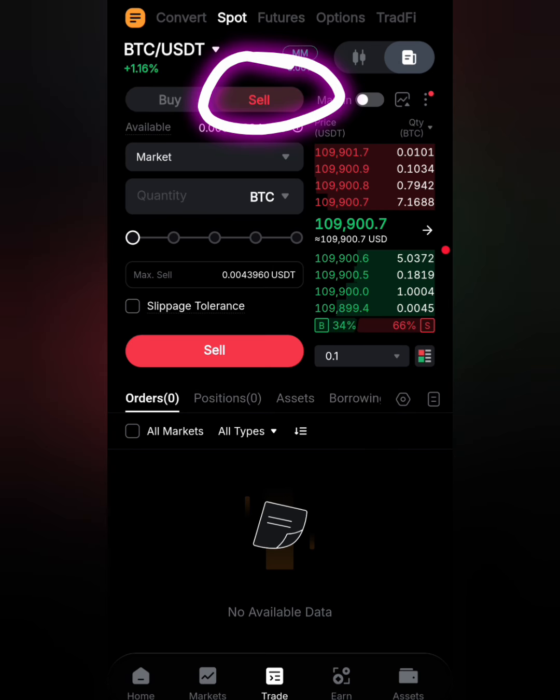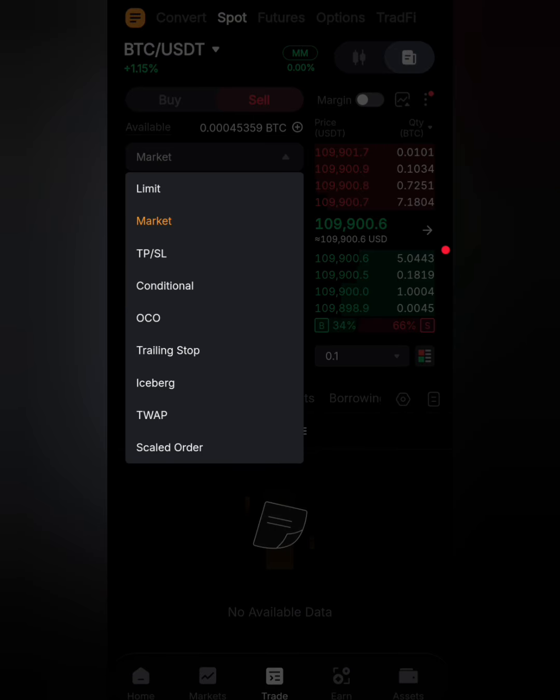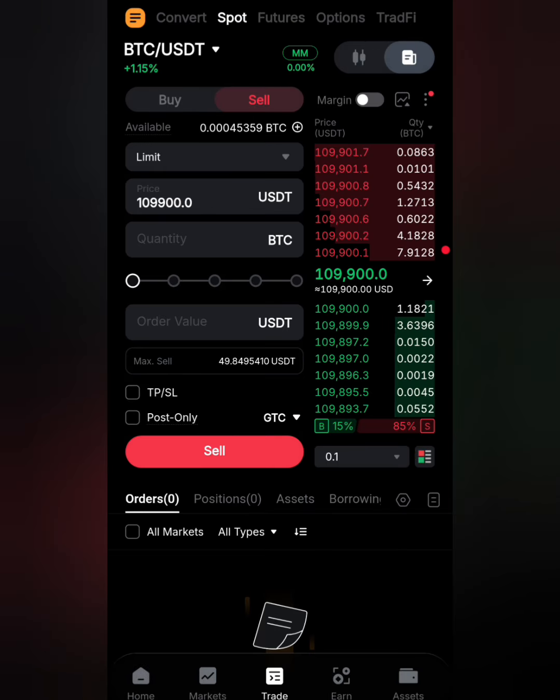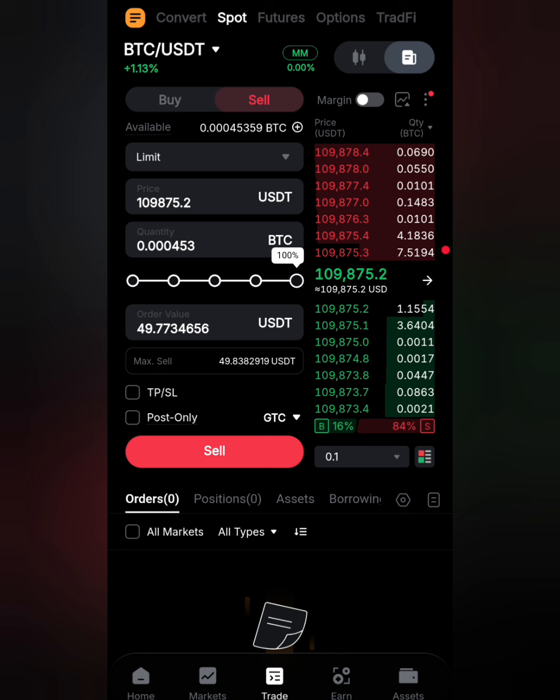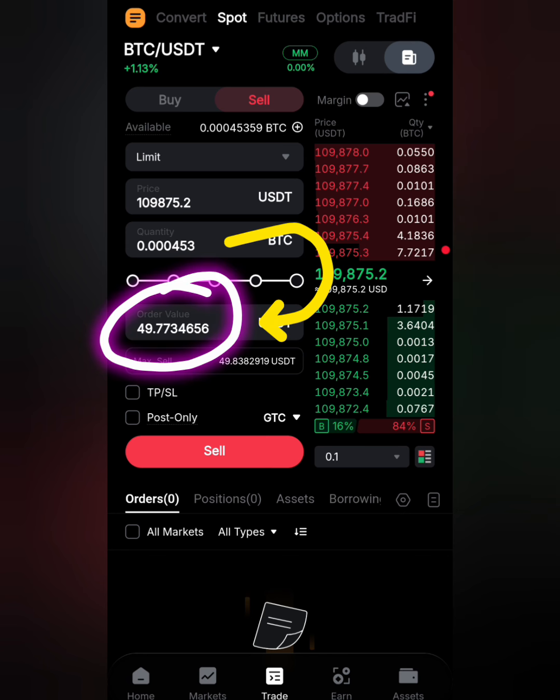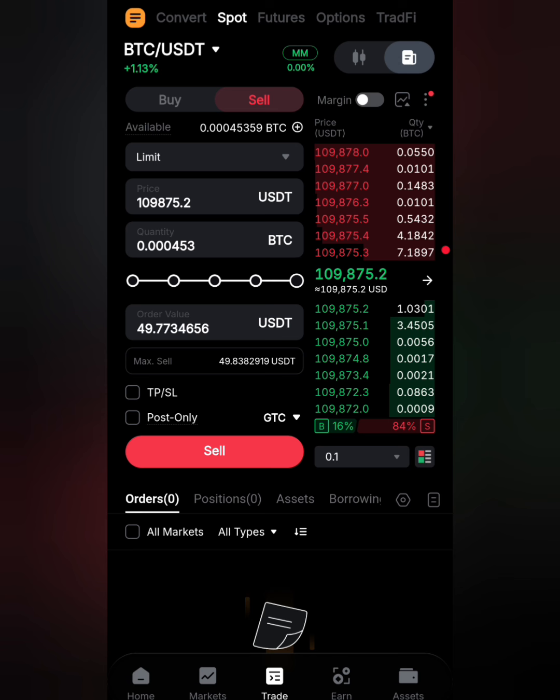Now let's come to the selling part, okay? Now in spot trading, you are looking to make profit whenever you want to sell your token, okay? So if you're going to be selling, I always advise people to sell using the limit order so they can make a good amount of profit while doing that, okay? Now if I'm going to be selling it right now, you can see I'll be getting about 49.7 USDT because the price dropped a bit, okay?